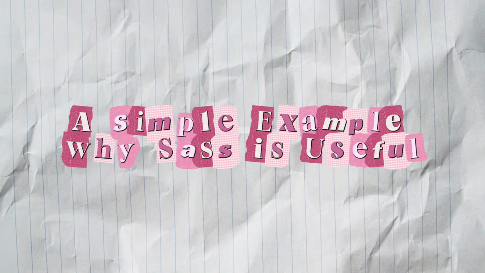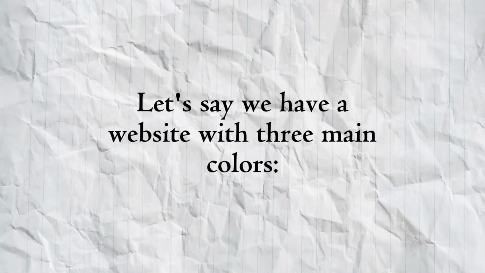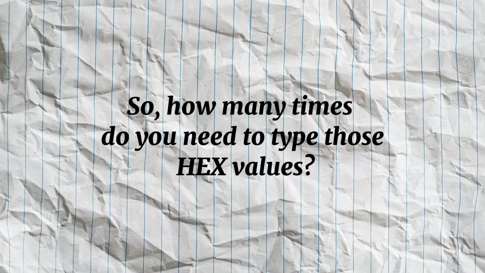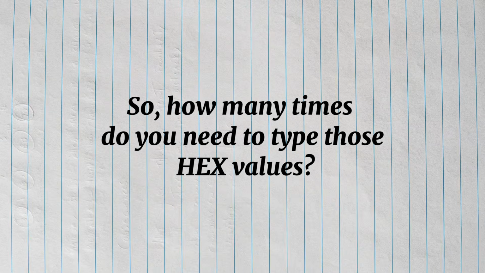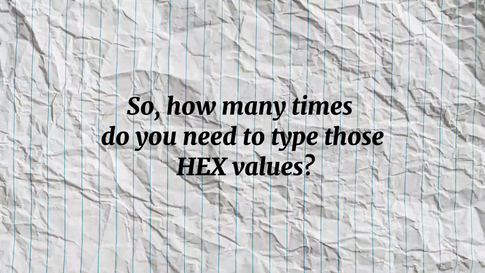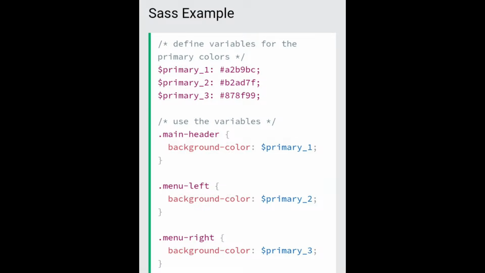A simple example of why SASS is useful. Let's say we have a website with 3 main colors. So how many times do you need to type those hex values? Well, the answer is a lot of times. And what about variations of the same colors? Instead of typing the above values a lot of times, you can use SASS and write this. So, when using SASS and the primary color changes, you only need to change it in one place.